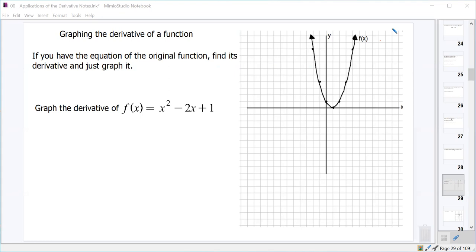So if you're asked to graph the derivative of f of x equals x squared minus 2x plus 1, we already have the equation of the function, so we should just be able to take its derivative using the power rule, get 2x minus 2, and then just graph that function. So 2x minus 2 just has a y-intercept of negative 2 and a slope of 2.